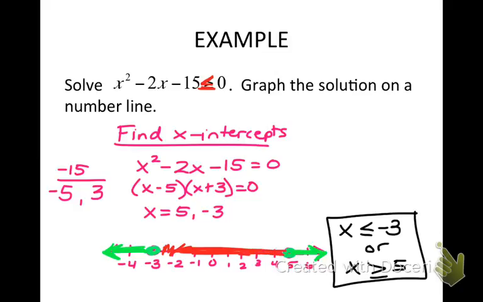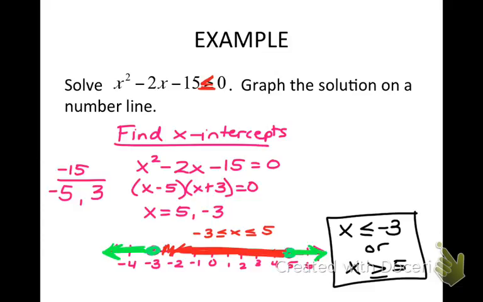And then how do we write our answer for everything shaded in between? Remember how to do that? -3 less than or equal to x less than or equal to 5. You guys remember those compound inequalities back in the day? Okay.